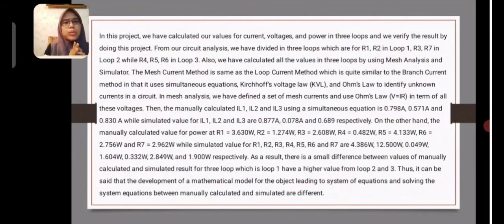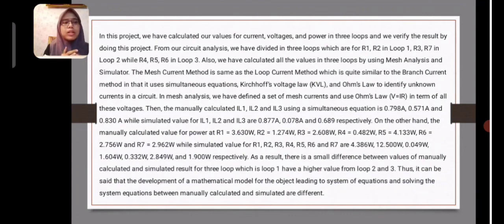So what we can conclude from this project is that we have calculated our values for current, voltage and power in the 3 loops, and we verified the results. From our circuit analysis, we divided it into 3 loops, which are R1, R2 in loop 1, R3, R7 in loop 2, while R4, R5, R6 in loop 3. We also calculated all the values in the 3 loops by using mesh analysis and the simulator.